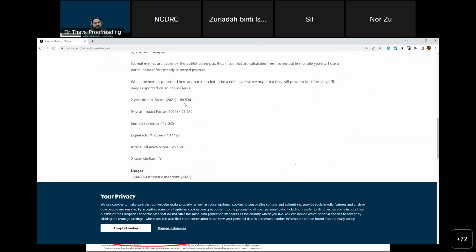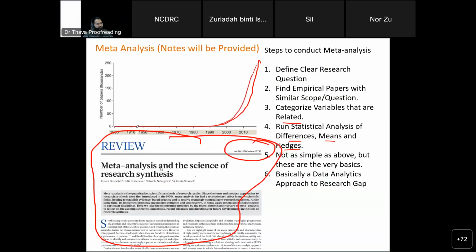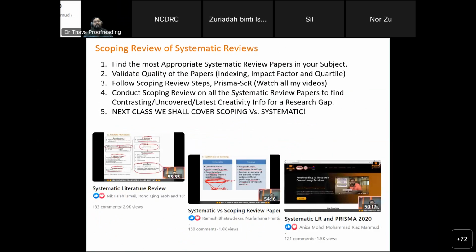69.5 impact factor. Okay, so it is one of the best journals in the world, one of the best in all areas. 69 impact factor. So for those who want to read this paper to understand meta-analysis, this is a very good paper for you to read. Next one, scoping review of systematic reviews.